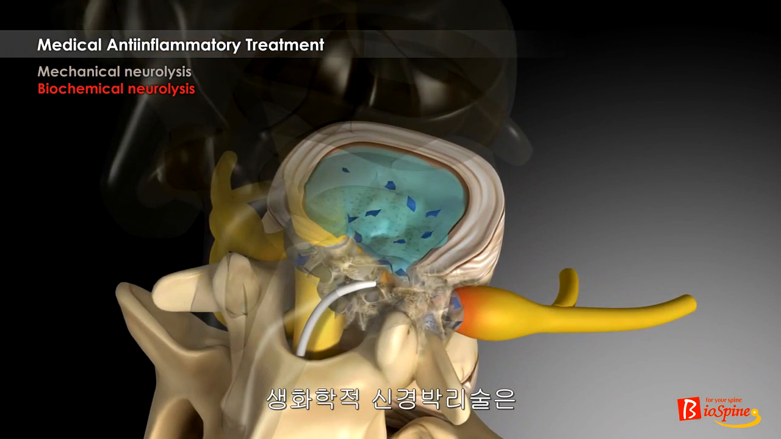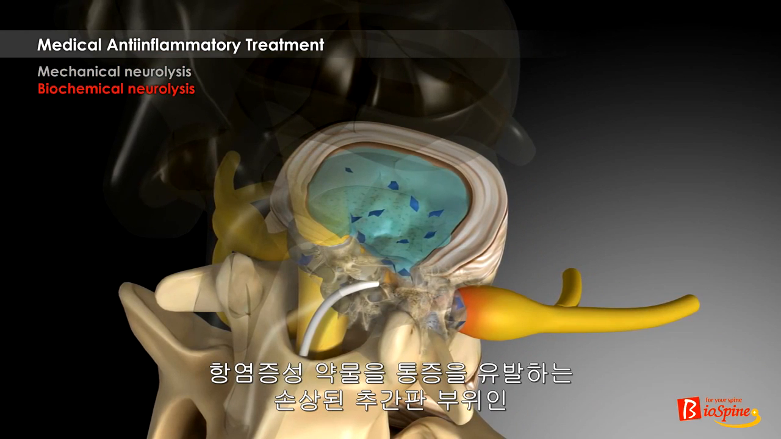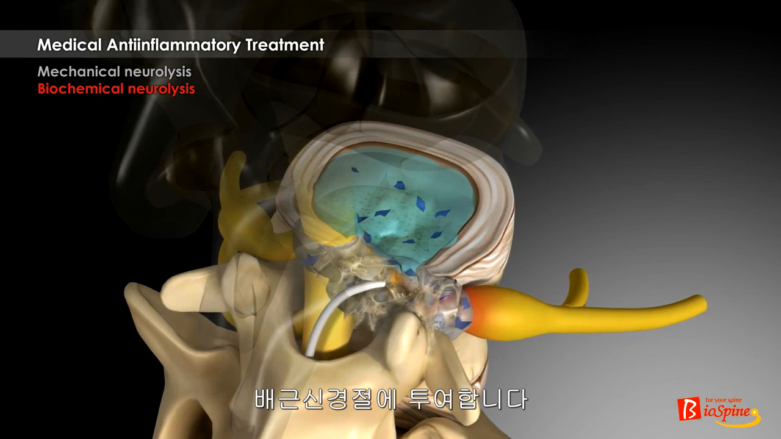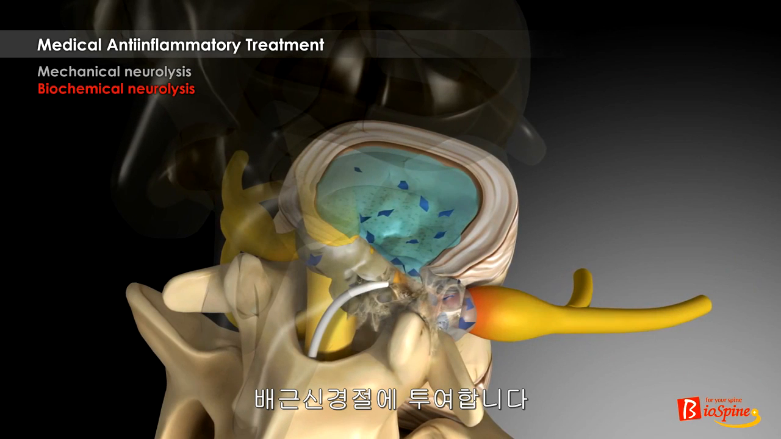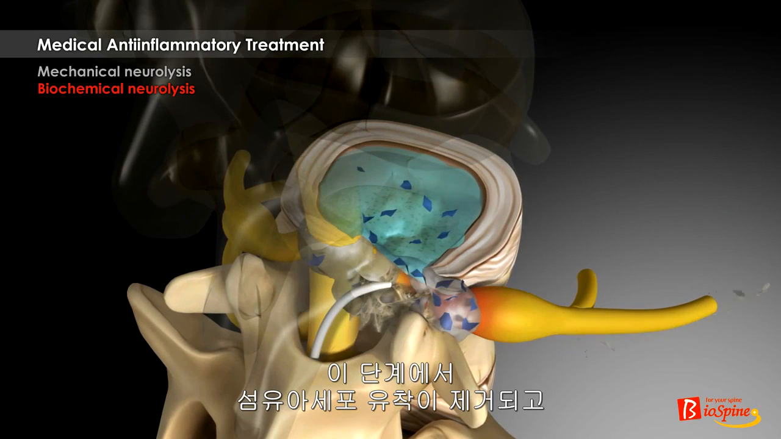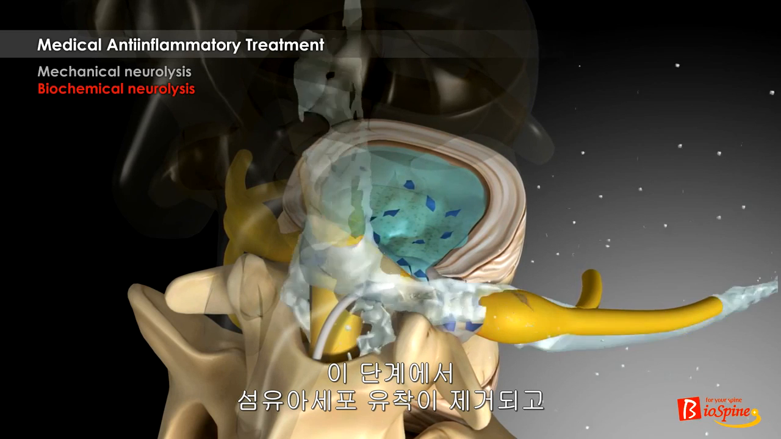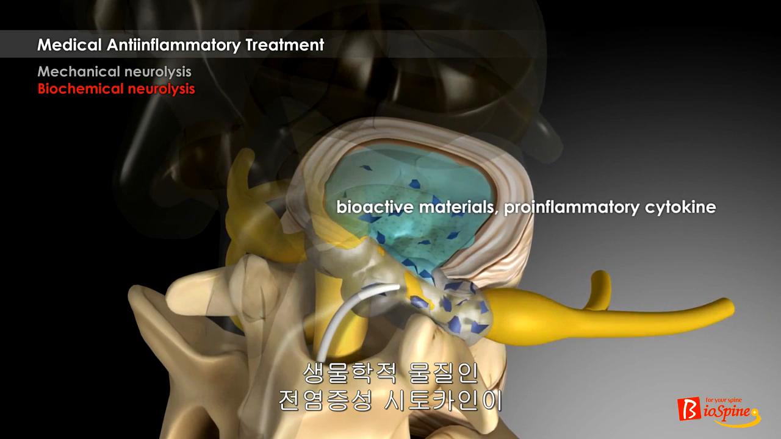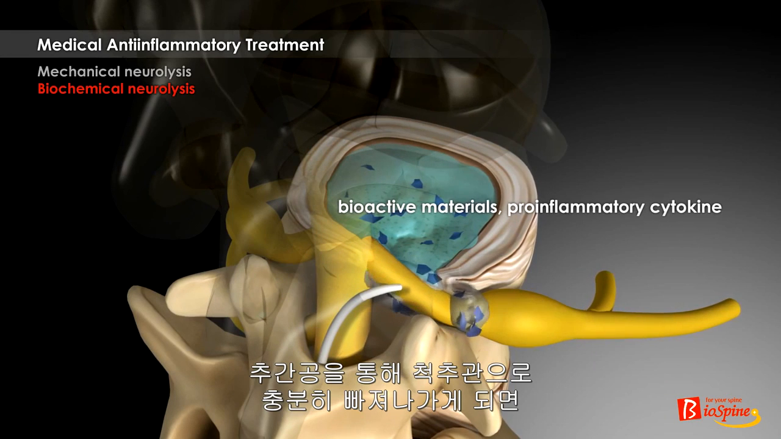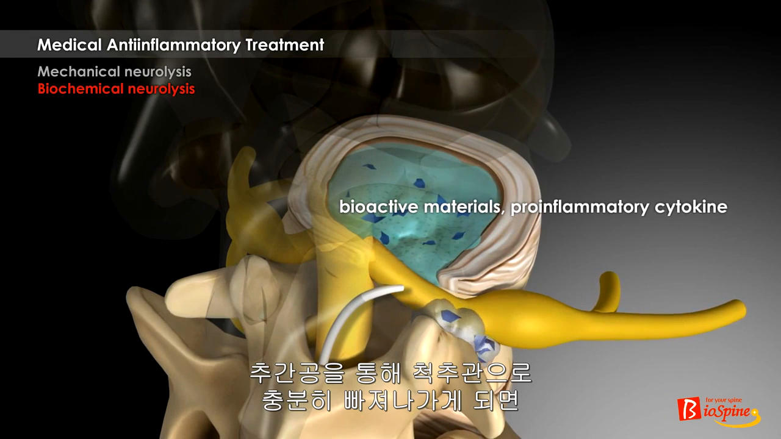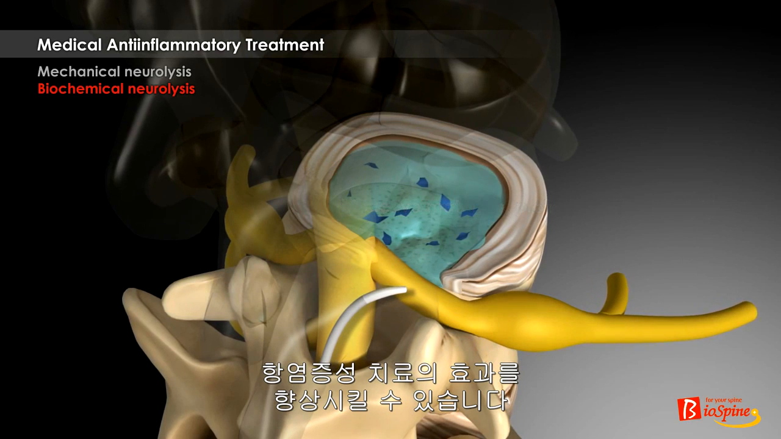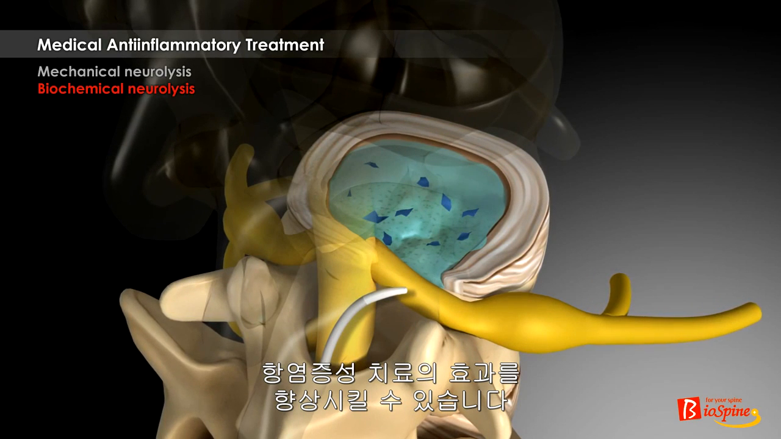Biochemical neurolysis intends to administer anti-inflammatory medicines to the region of impaired disc and DRG, dorsal root ganglion, causing pain. At this point, if the fibroblastic adhesion is removed and bioactive materials such as pro-inflammatory cytokine are drained through intervertebral foramen out of spinal canal sufficiently, anti-inflammatory treatment can enhance the effect of treatment.